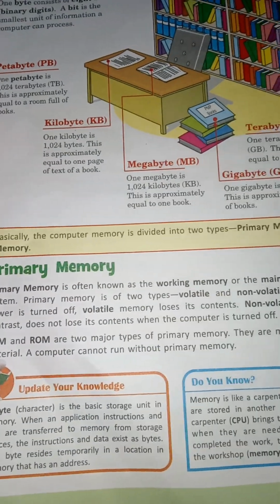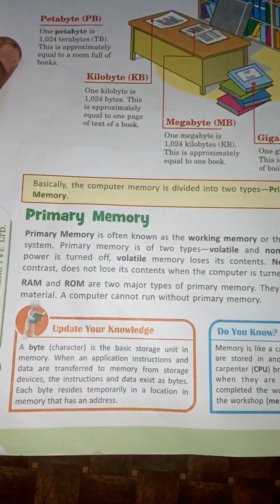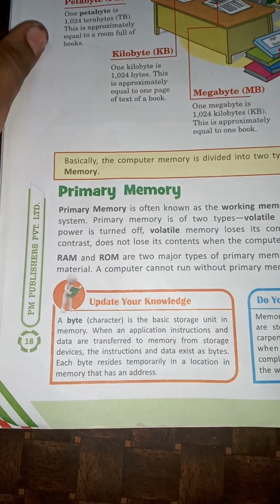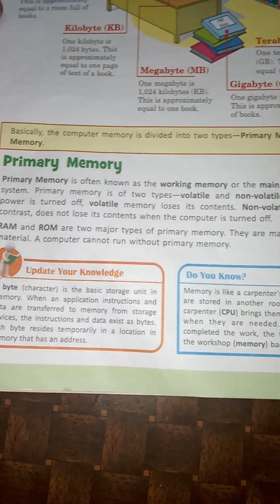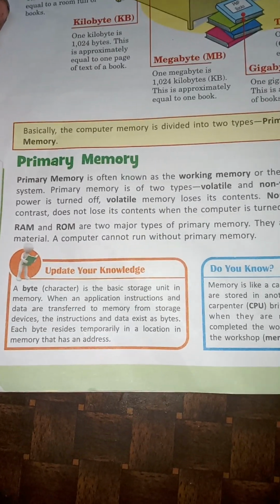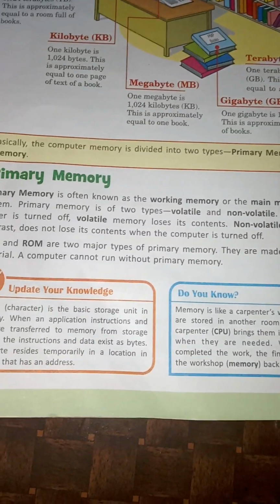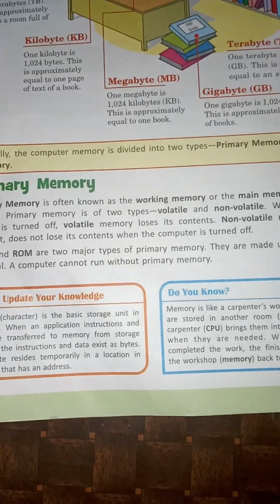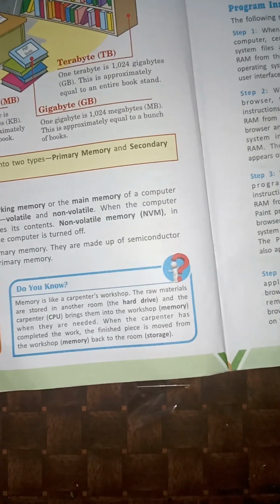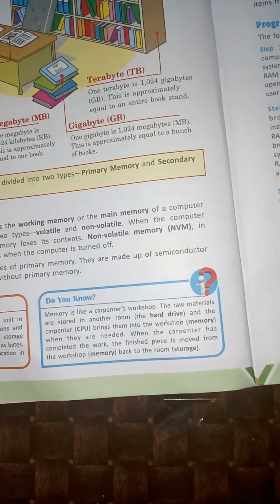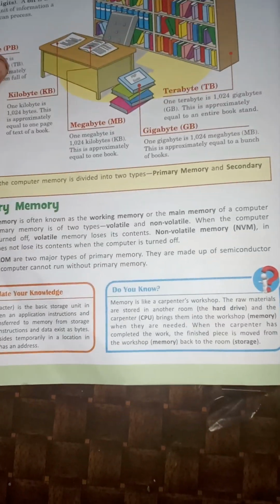Basically, the computer memory is divided into two types: primary memory and secondary memory. Primary memory. Primary memory is often known as the working memory or the main memory of a computer system. Primary memory is of two types: volatile and non-volatile. When the computer power is turned off, volatile memory loses its contents. Non-volatile memory (NVM), in contrast, does not lose its content when the computer is turned off.